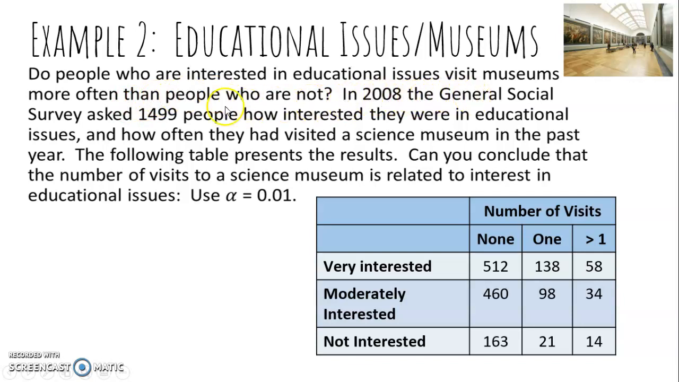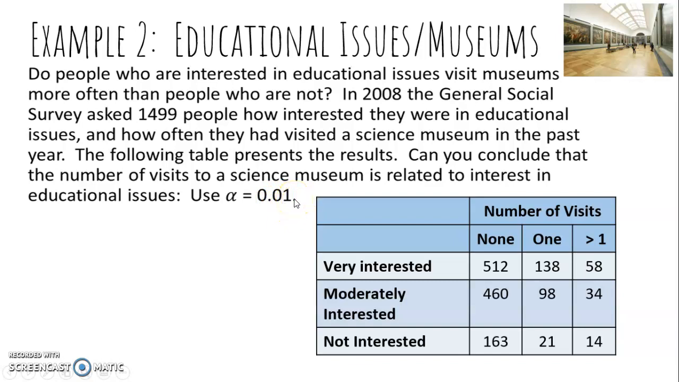In 2008, the General Social Survey asked 1,499 people how interested they were in educational issues and how often they had visited a science museum in the past year. The following table presents the results. Can you conclude that the number of visits to a science museum is related to interest in educational issues? Use significance level equal 0.01.